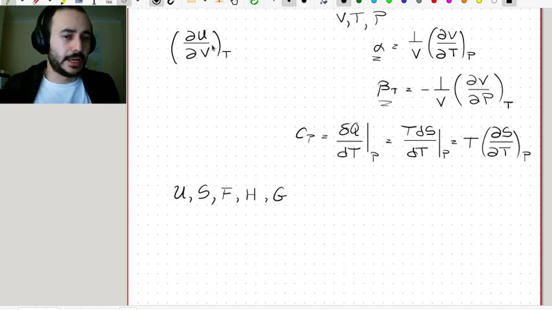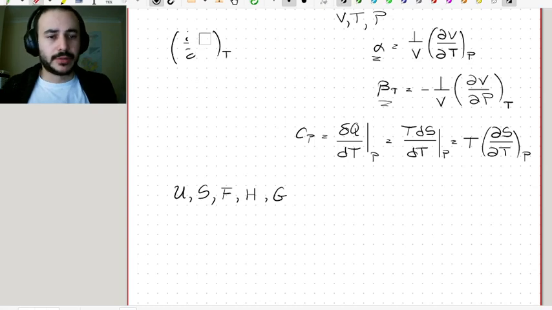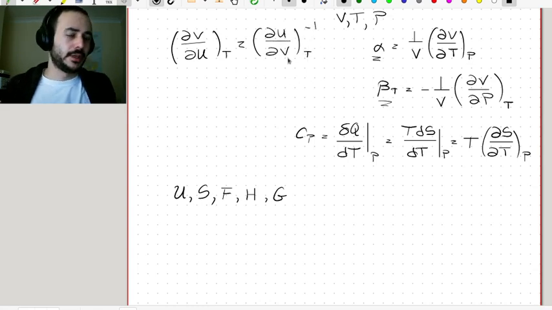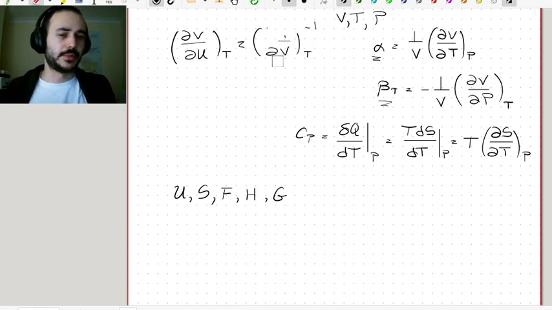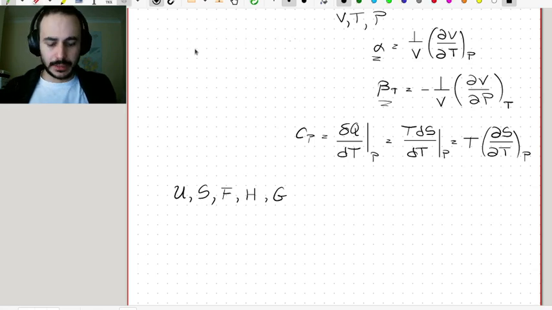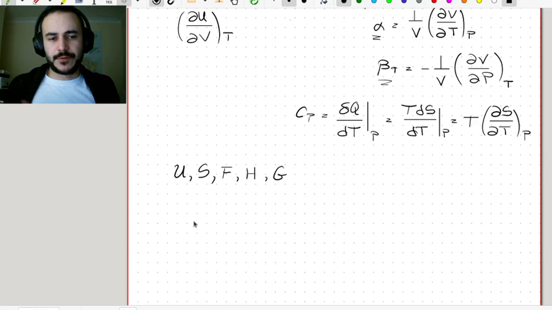So we don't have to do that. But imagine that we have this. The partial derivative of volume with respect to u is equal, by the properties we saw before, to the partial of u with respect to v at constant T to the minus 1. Okay, and then we work with this to the minus 1. Fine. Let's delete this anyway and write what we had before: partial with respect to v at constant T. Okay, so that's the first step.